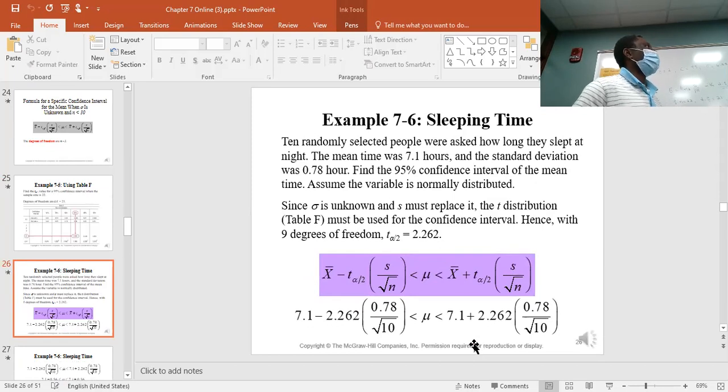Let's look at this example. 10 randomly selected people were asked how long they slept at night. The mean time was 7.1 hours, and the standard deviation was 0.78 hours. When you see a problem like this, it means that 0.78 is the sample standard deviation.